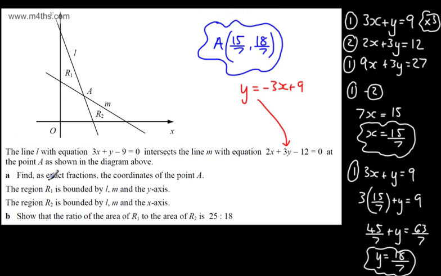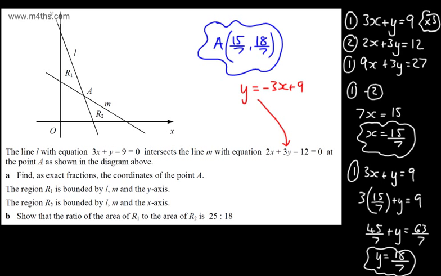Next part, we're told the region R1, which is just here, is bounded by L, M and the y-axis. The region R2 is bounded by L, M and the x-axis. In part B, we need to show that the ratio of the area of R1 to the area of R2 is 25 to 18.